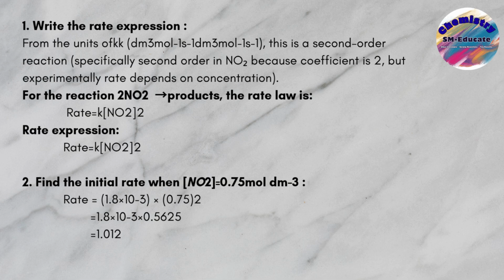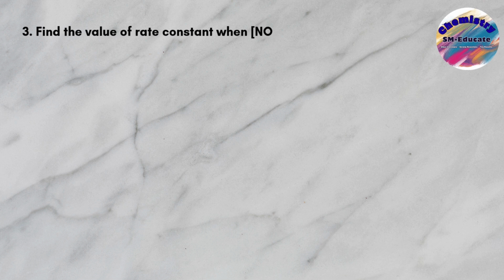moles per cubic decimeter per second. Initial rate, 1.01 times 10 to the minus 3 moles per cubic decimeter per second. 3. Find the value of rate constant when NO2 is doubled.